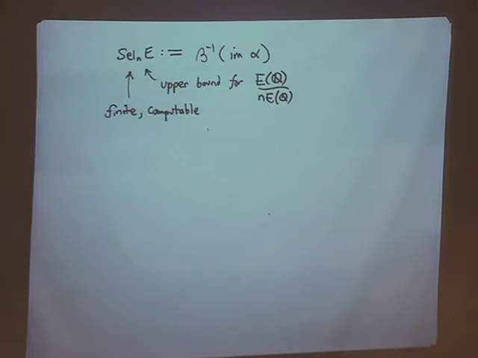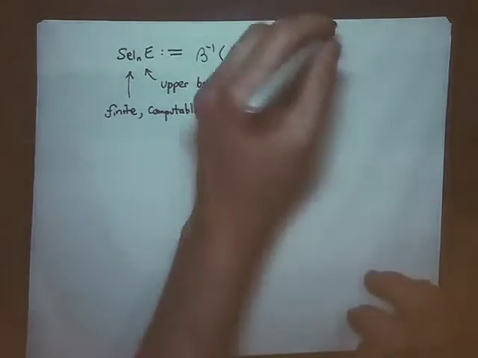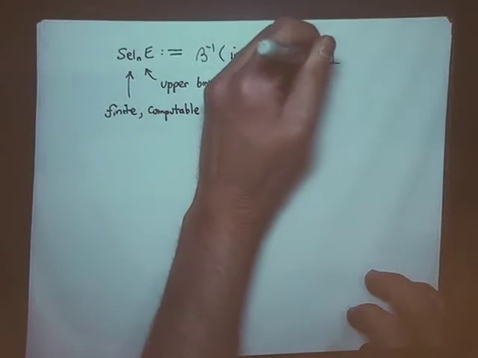So this gives you a way to compute an upper bound on the rank of an elliptic curve by computing that Selmer group. Okay, so that's one group you can define using this diagram. Another one is the Tate-Shafarevich group.